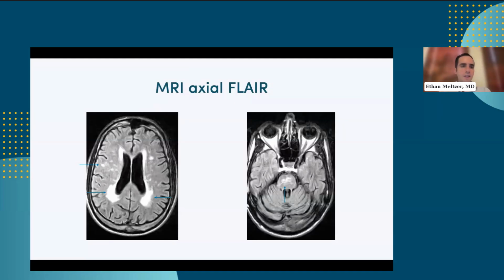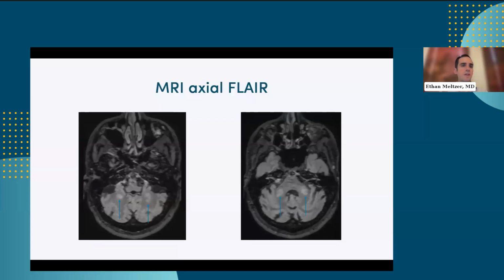And then lastly, I just wanted to show you a better view of these lesions in the cerebellum. When we think about what we're looking for on the MRI, one of the key locations is infratentorial lesions. In his case, if you go to the next slide, we see these lesions in the middle cerebellar peduncles, with arrows pointing to both of them.